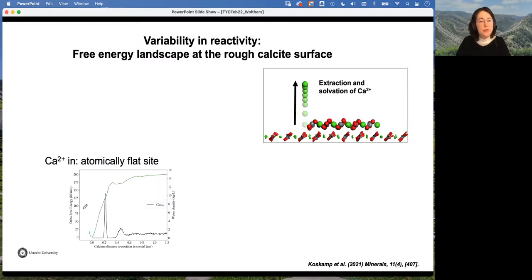Now, if the calcium is sitting in an atomically flat face, then the energy we need to extract it is this green line. And so here is the calcium sitting happily in the surface, and up here it's fully solvated. And we see that we need about 200 kilojoule per mole to extract calcium out of the surface when it is completely flat. And here in the black line, by the way, is the water density close to the surface, which is of course also highly structured until it goes to a bulk density.